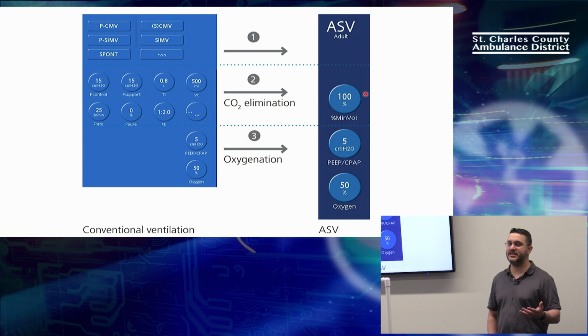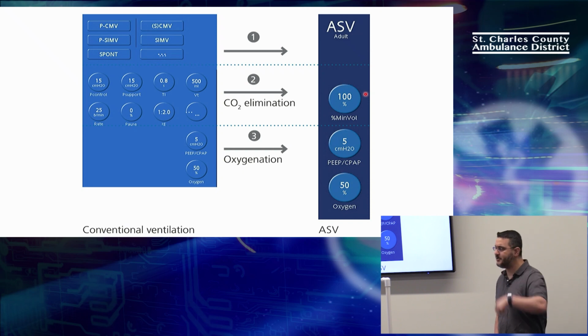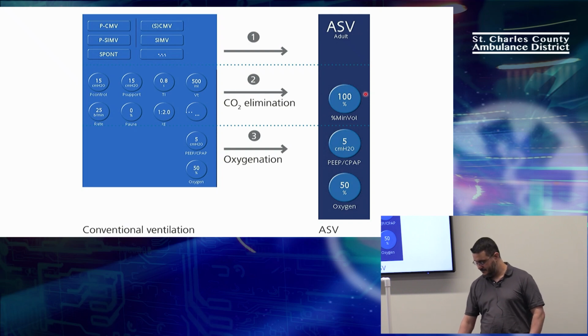Do you want someone in the 90 range or like 60 CO2? You probably should go up on their percent minute volume. How frequently should you go up on it? Every couple minutes, like let it try to work. Is that what you're asking? Yeah.